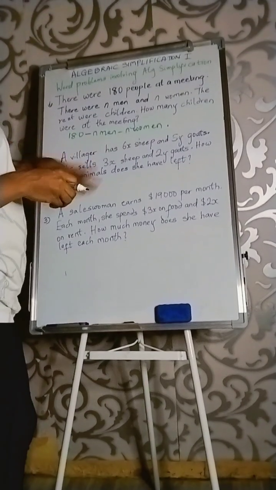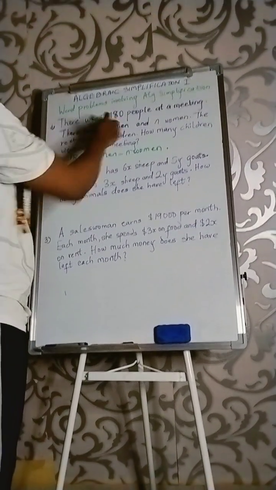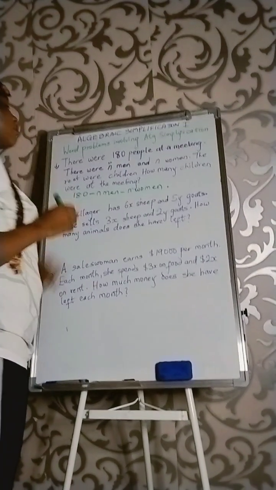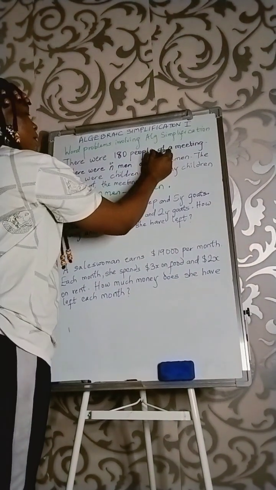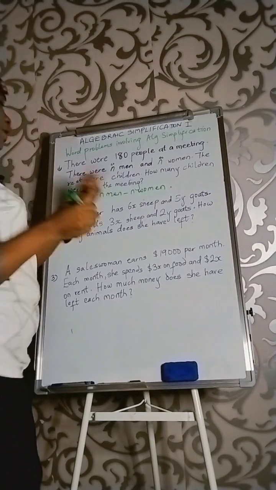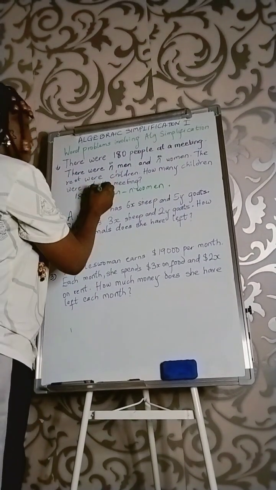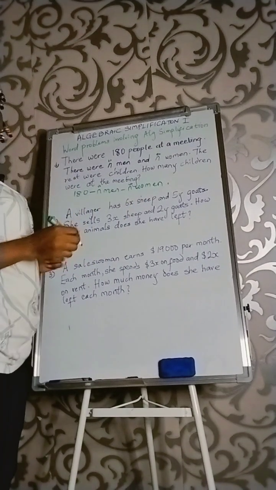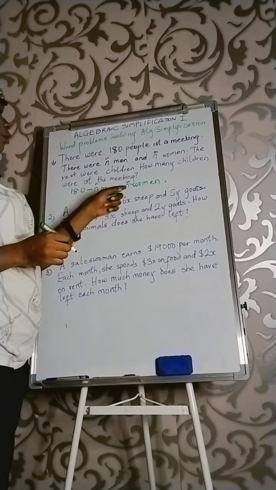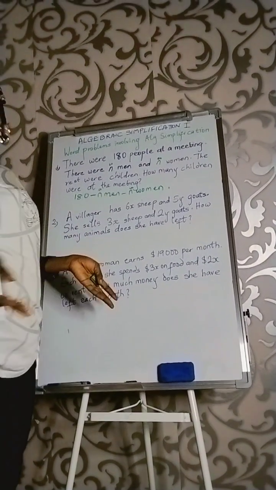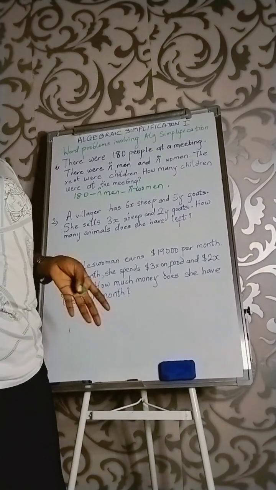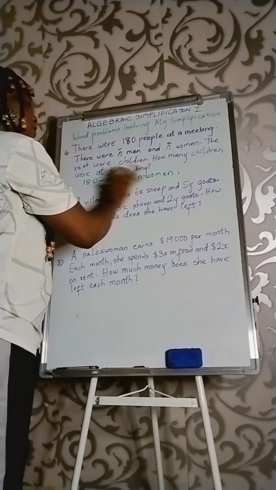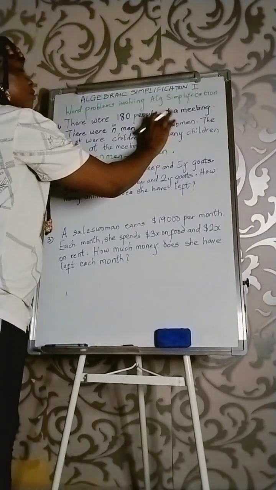So if we are to use a number here, assuming the men are 60 and the women are 40, you will see that you get your answer easily. Fix the 60 here and the 40 here. 180 minus 60 is 120. Minus 40 is 80. So how many people are remaining? 80 people. So the children in that meeting are 80. You see how simple it is. I had to use numbers so you won't get confused.